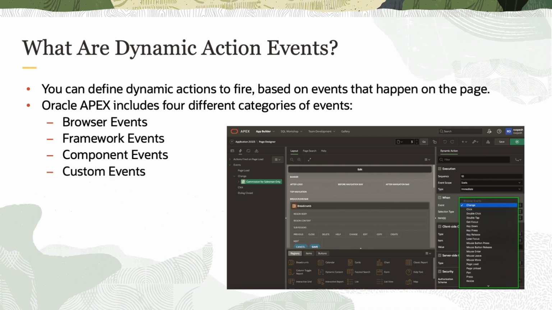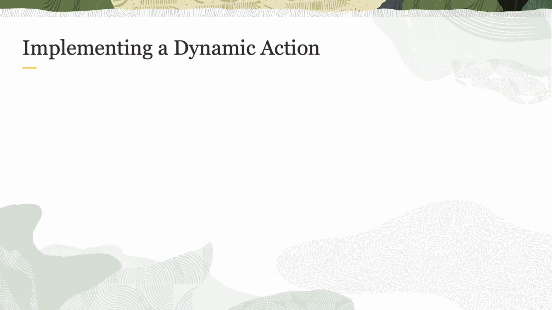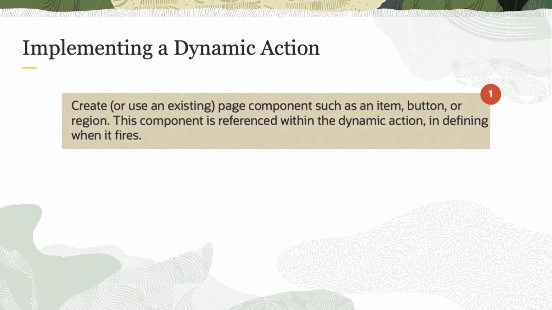Lastly, custom events. This can be any custom event triggered from your application. The process of implementing a dynamic action involves the following steps. First, you create or use an existing page component, such as an item, button, or a region. This component is referenced within the dynamic action, which you will create in the next step.